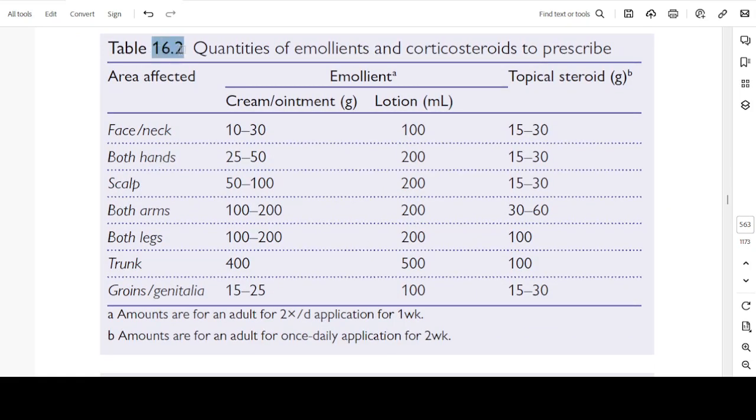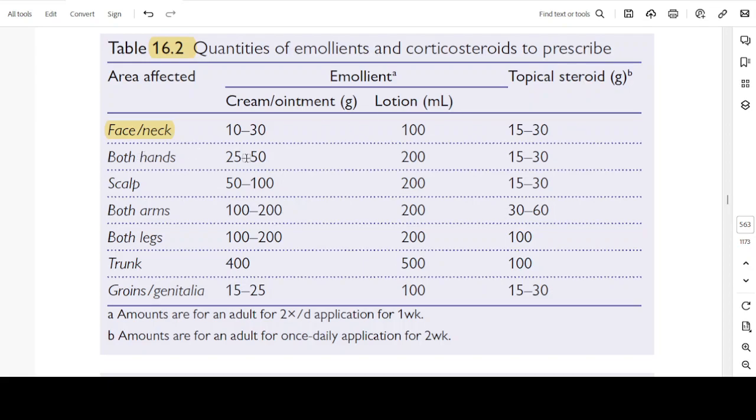Table 16.2: quantities of emollients and corticosteroids to prescribe. These are for the face and neck. For the face and neck, if it's an emollient, you have to prescribe 10 to 30 grams. If it's a lotion, you have to prescribe 100 ml. If it's a topical steroid, you need to prescribe 15 to 30 grams.